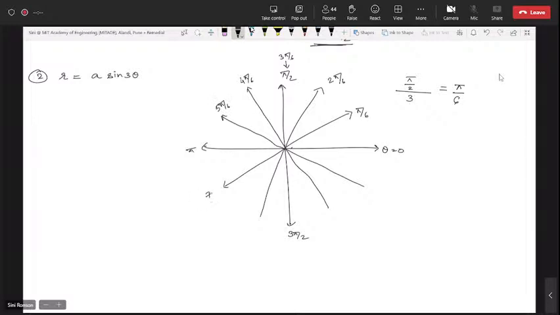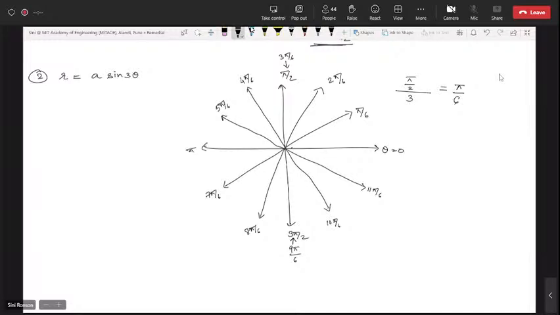After 6 pi by 6 comes 7 pi by 6, 8 pi by 6. Then comes 9 pi by 6, which when simplified gives you 3 pi by 2 only. Okay. 10 pi by 6, 11 pi by 6, and finally we have 12 pi by 6. So this is how we name the radial lines.